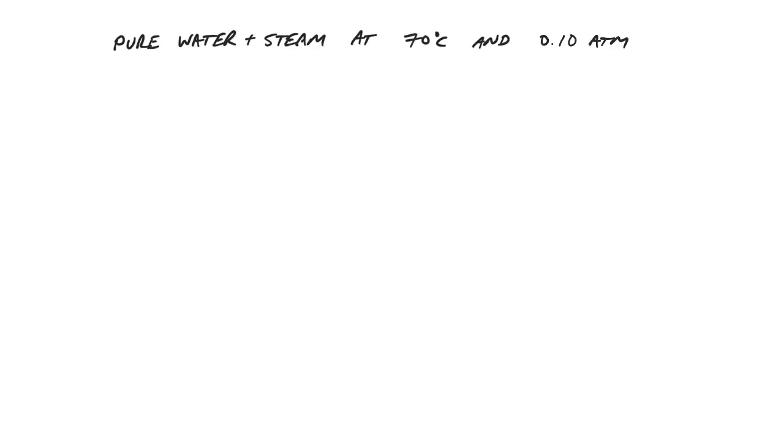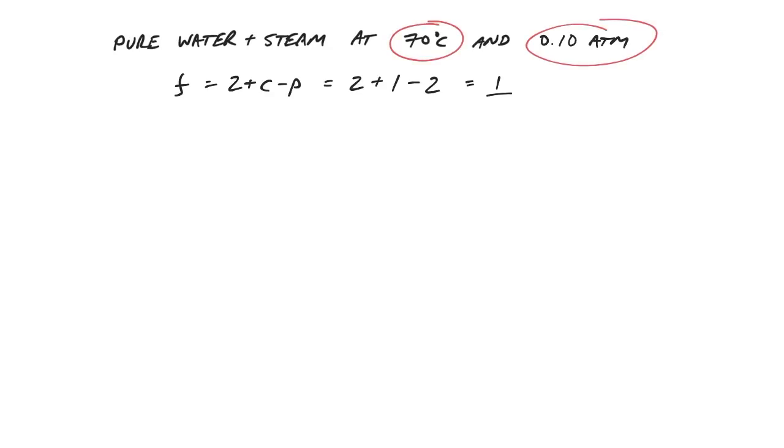Next, consider a two-phase mixture of pure water and steam at 0.1 atmospheres and 70 degrees C. In this case, we have two phases and one component. So Gibbs' phase rule predicts 1 degree of freedom. But wait, we've already specified two phase-intensive properties. In this case, Gibbs' phase rule is telling us that the problem is overdetermined. The situation we've described is not physically possible.